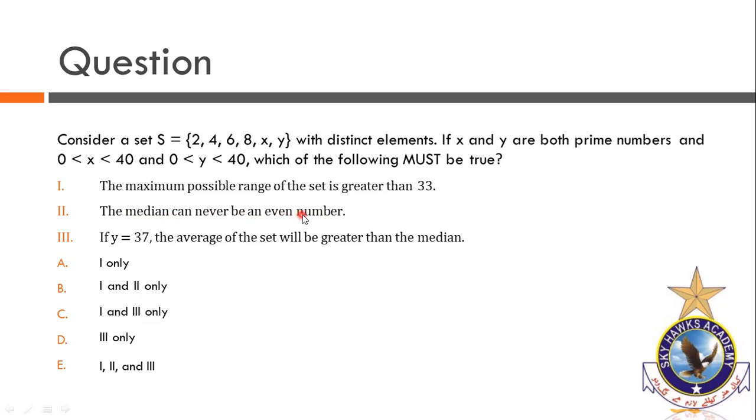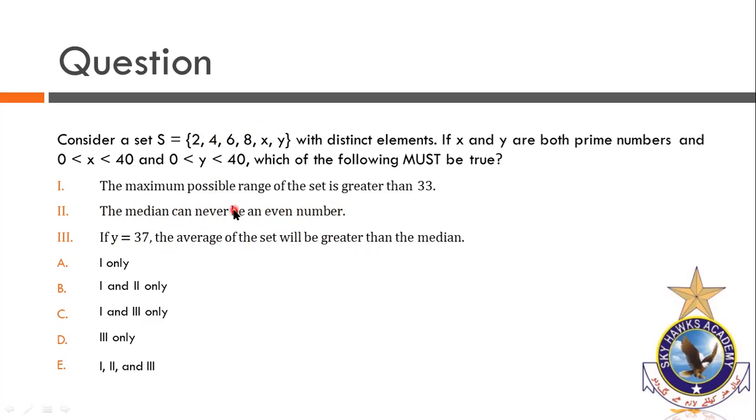We have seen this. At the end, we assign y as 37 and change the value of x starting from 3 and ending at 39. From the second statement, when we analyze it, one more thing is that the median is an odd number, and we have seen that the median cannot exceed 7.